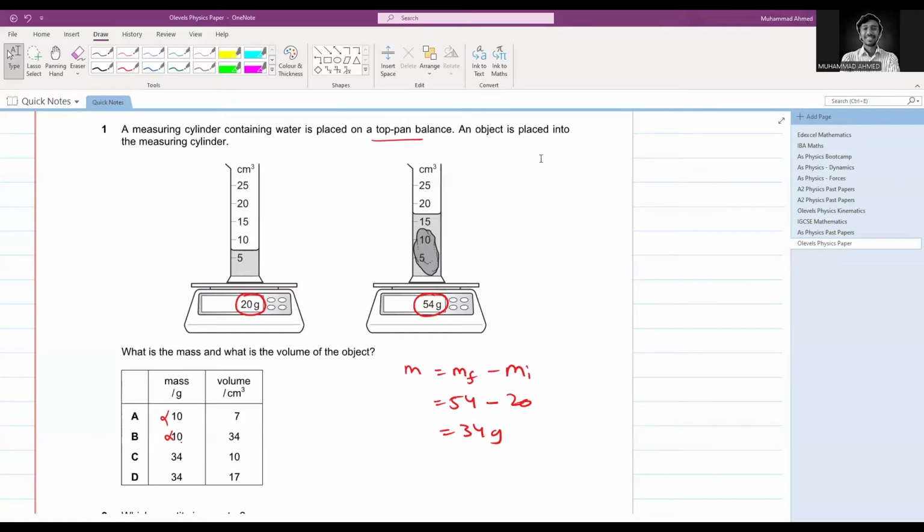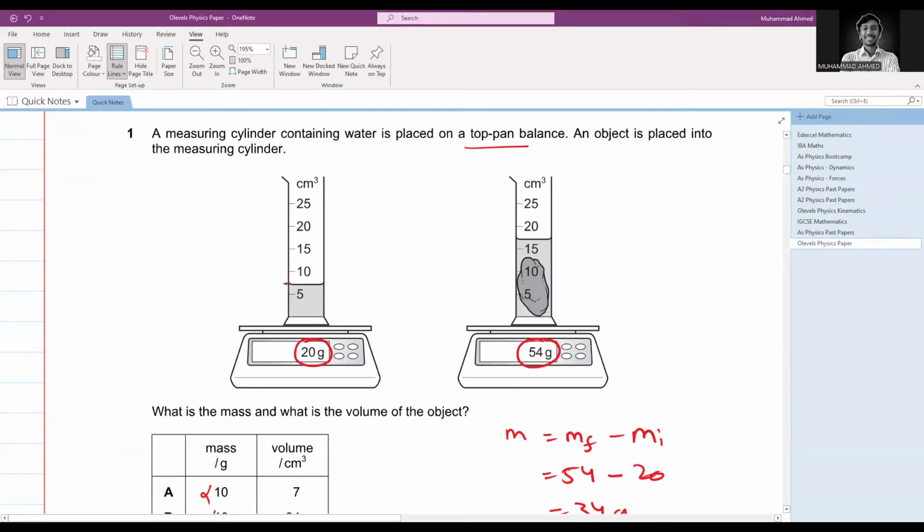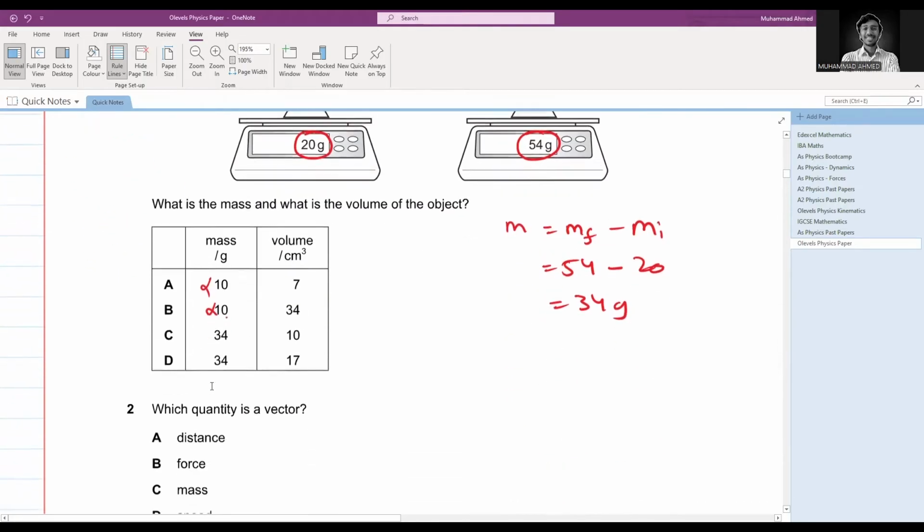How will you calculate the volume? If you see here, if you focus a bit, this lies in the middle. So the initial volume is what? 7.5 cm cube. What is your final volume? Your final volume is 17.5 cm cube. Can you calculate the volume of the object? Yes, final volume minus initial volume. Final is 17.5, initial is 7.5. Answer comes out to be 10 cm cube. The answer for this is C.